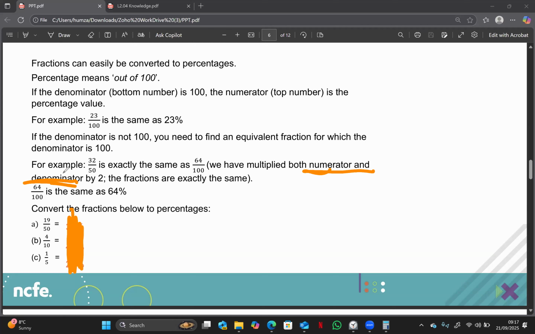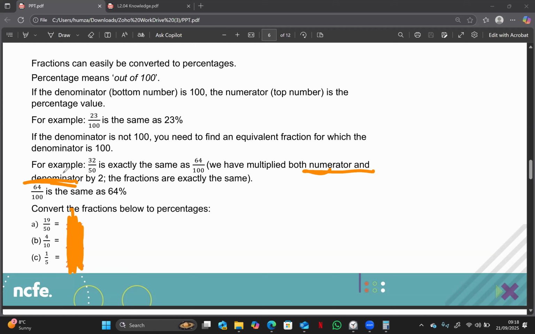First one, A. What would A be? How would you do it firstly? Can you explain? Anyone? Can you please explain what you would do for A? Question A.